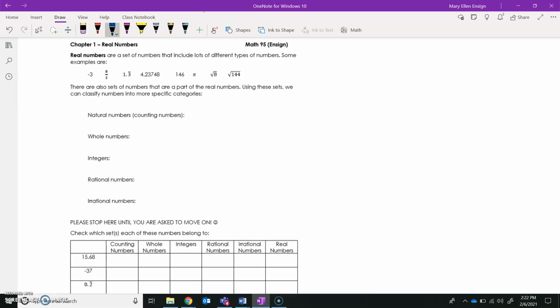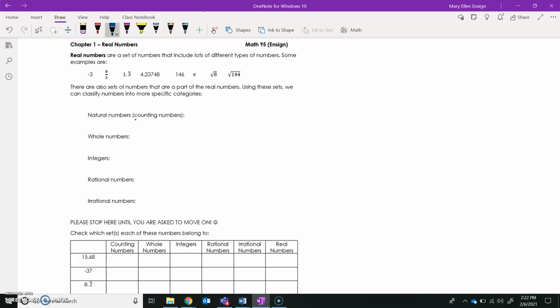And then we also make some sets of numbers that are part of these. We take all of the numbers in the real numbers and split them up into smaller categories that are more alike. One example of a set of numbers that we have in the real numbers is called the natural numbers, or the counting numbers.